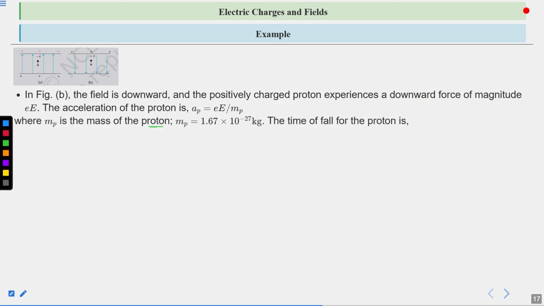So mp is equal to 1.67 into 10 raised to the power minus 27 kg. The time of fall for the proton is Tp equal to the square root of 2h divided by ap, which is the square root of 2h mp divided by eE. Just substitute the value of ap, and put in all given terms like mp, the mass of the proton, h, and the value of E, and you will get 1.3 into 10 raised to the power minus 7 second. Clear? So here the important formula is this one, 2h mp divided by eE, and taking the square root.